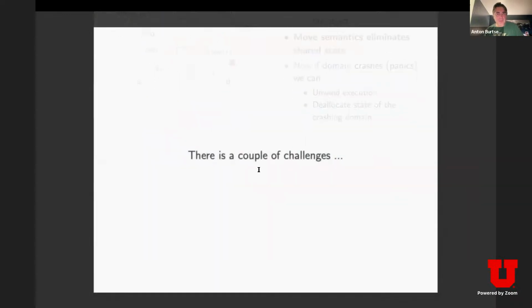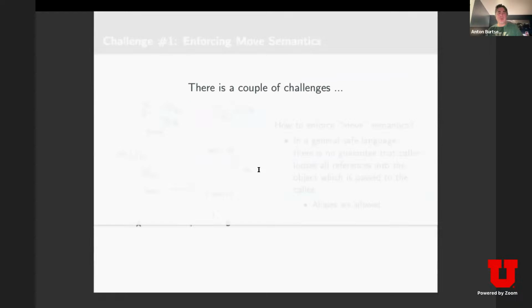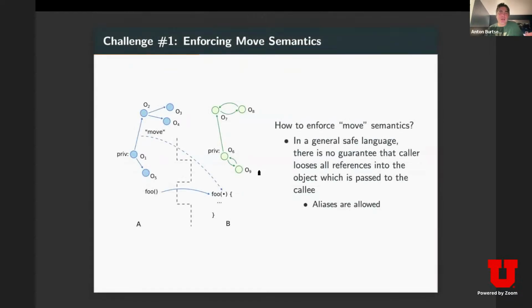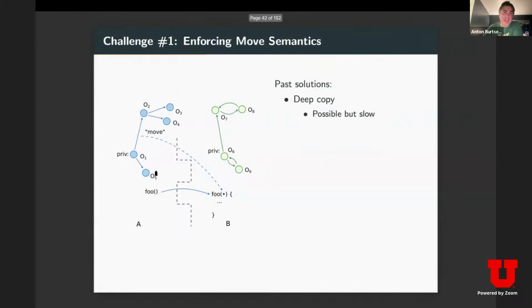Okay, so hopefully this is clear, but there are a couple of challenges. First of all is how to enforce this move semantics, right? Because in a general safe programming language, it's typically not guaranteed. Nothing prevents you from having this pointer from 05 to 04. And even if you pass this pointer across to 02, A still can have a pointer to this object hierarchy, right? And in the past, people took different approaches.